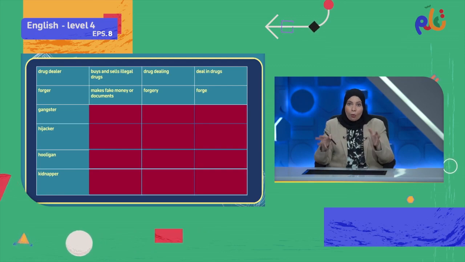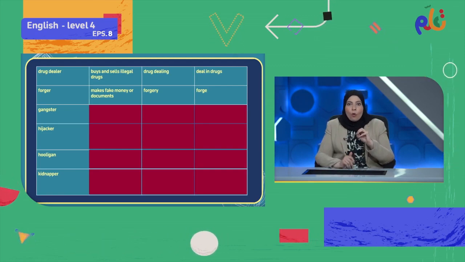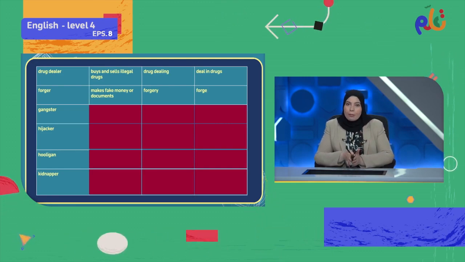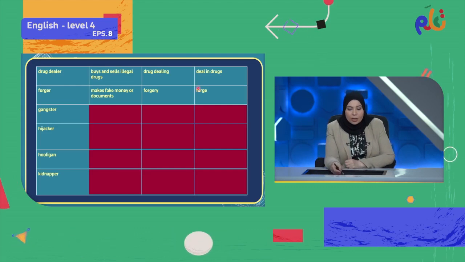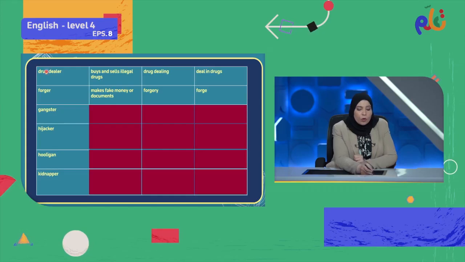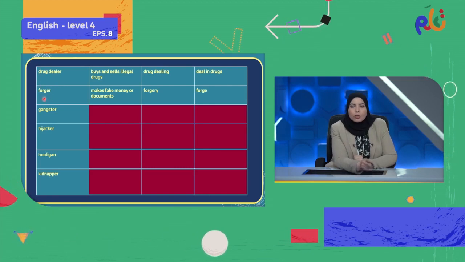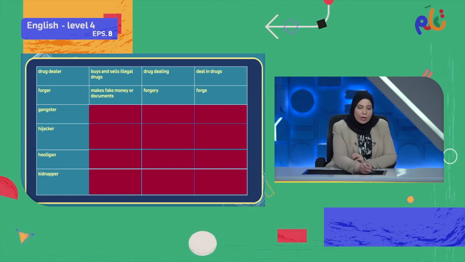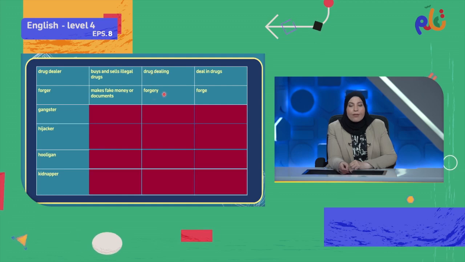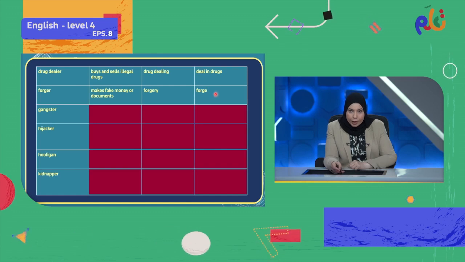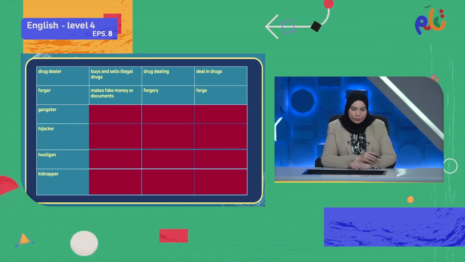So I can use the word forge, which is the verb, and I can say forging money can harm the economy. So I used the verb. Or I can say nowadays we have a lot of forgers who are trying to falsificate documents. So now I'm talking about the criminal. So we have forger, the criminal, forgery, the crime, and forge, which is the verb.